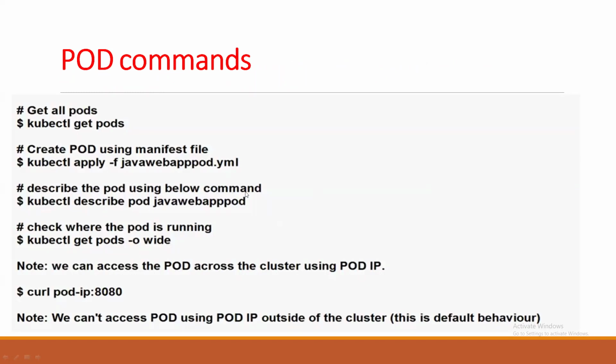Describe the pod using the below command: kubectl describe pod Java web app. Describe means it shows the IP address, everything, guys. Check whether the pod is running: kubectl get pods -o wide. We can access the pod across the cluster using the pod IP, but we cannot access the pod using the pod IP outside of the cluster. I will show you that.